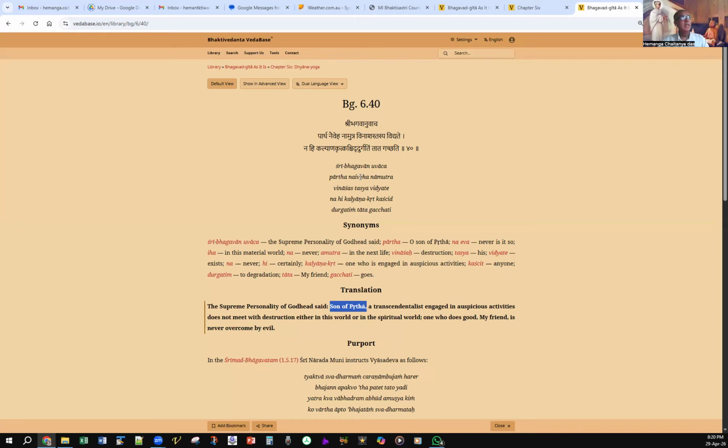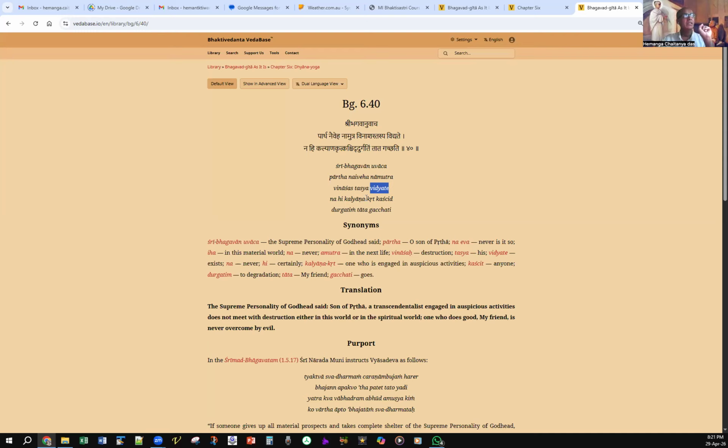Partha, na iha na amutra. So there are two words you see. Iha means this one, and amutra refers to the next life. So neither in this life nor in the next life. Vinashas tasya vidyate. So na again has to come before vidyate. Vidyate means it will happen. So what will happen? Vinash na vidyate. Vinashas tasya na vidyate. Uska vinash nahi hoga. The destruction of that person, neither in this life nor in the other life, will happen. Everyone gets that?